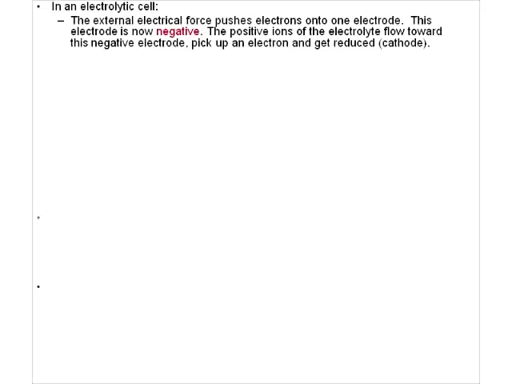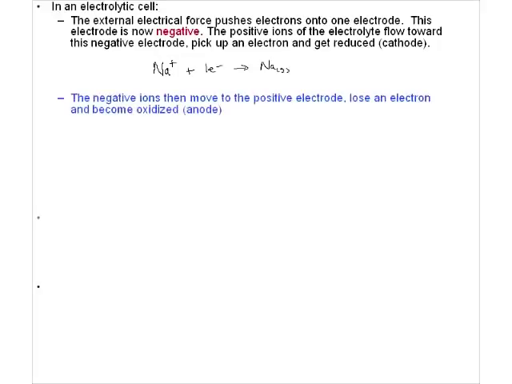So this is a description of what just happened in that cell. Quickly, the external force from the power supply is going to push the electrons onto one electrode. That's now going to be negative because all those electrons are piling up. As a result of the electrons piling up, it's going to attract the positive ion, which gets reduced here. And then as the electrons are pulled off the other electrode, that one becomes positively charged, and then we start seeing the oxidation.